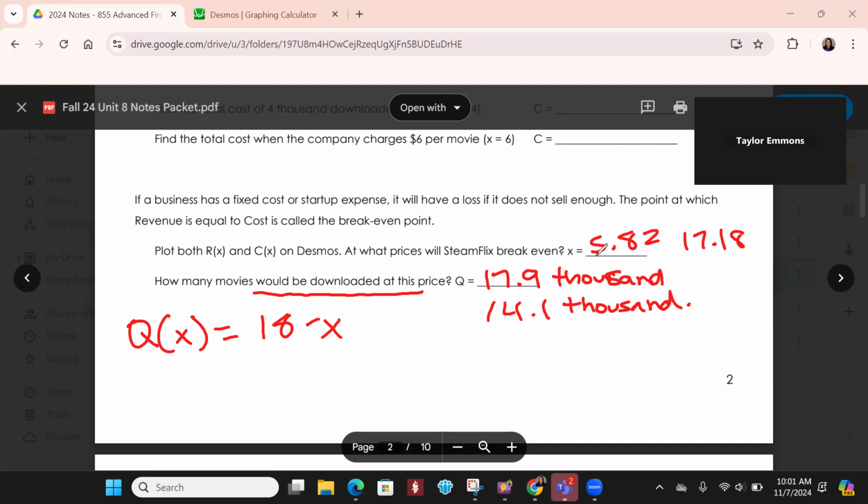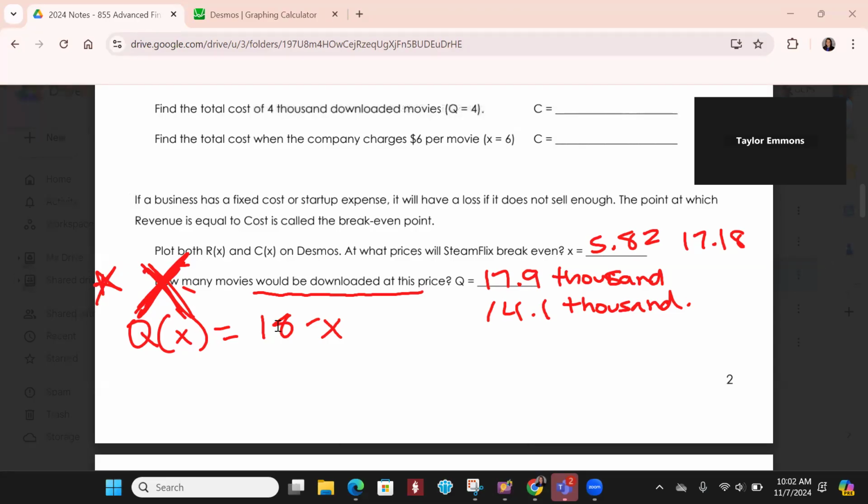Take 18 and subtract. That's not even the numbers that are coming up here. She put this wrong. Don't worry about this one. We'll come back to that one because this answer is wrong. You should have used Q of X, but that's still going to get you something super tiny. Close the page.